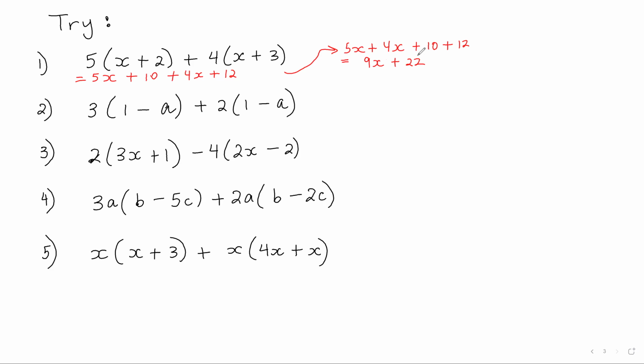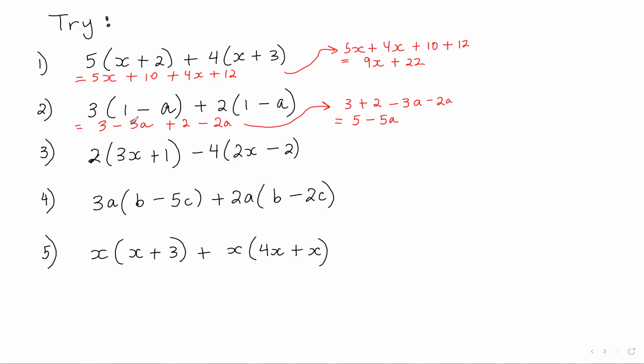The second one, this first bracket, 3 times 1 is 3. 3 times minus a is minus 3a. Then 2 times 1 is 2, and 2 times minus a is minus 2a. So taking that over here, grouping my like terms, I have 3 plus 2, and I have minus 3a minus 2a. So this gives me 3 plus 2, which is 5, and minus 3 minus 2 is minus 5. So that'll be minus 5a.